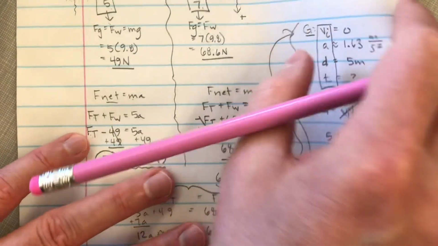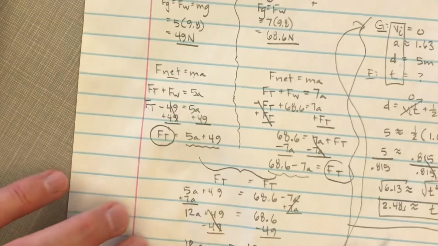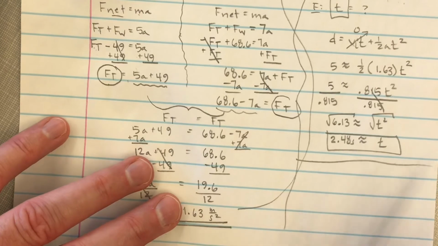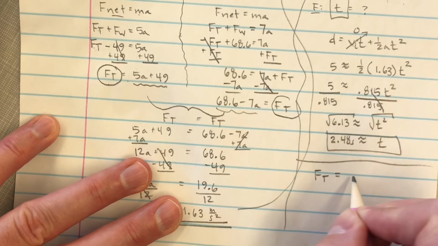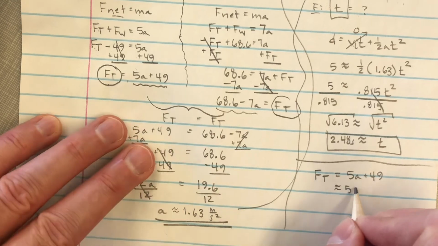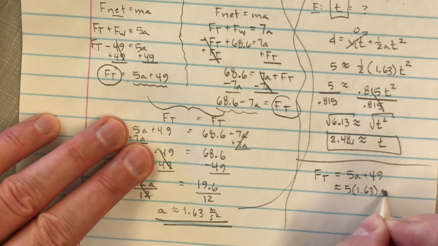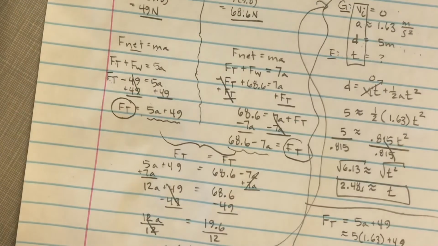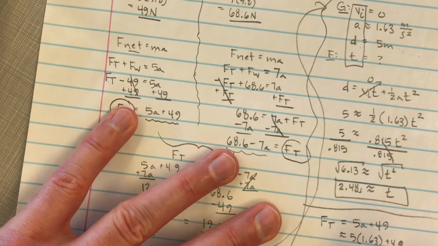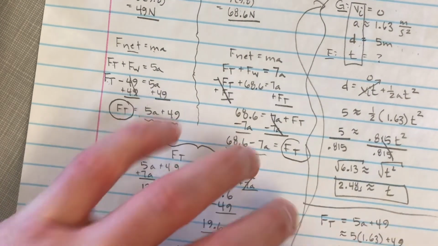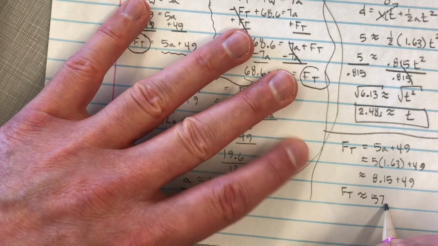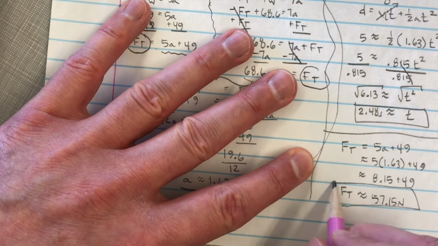And then the last question that was asked: what's the force of tension in the rope? Well, we have multiple expressions for force of tension, and now that we know what acceleration is, we can take either one of those and substitute our calculated acceleration in there. So I'll take the force of tension expression for the lighter box. That was 5a plus 49. Well, 5 times the unknown acceleration, we know what it is now. So it's 5 times the approximate value of 1.63 plus 49. So that ends up being approximately 8.15 plus 49. So the force of tension is approximately 57.15 newtons.